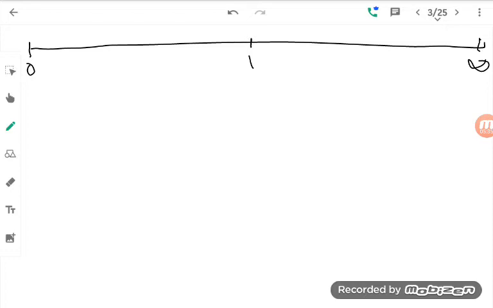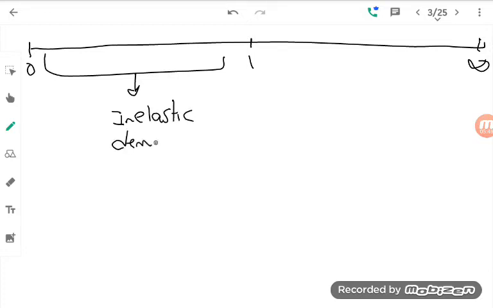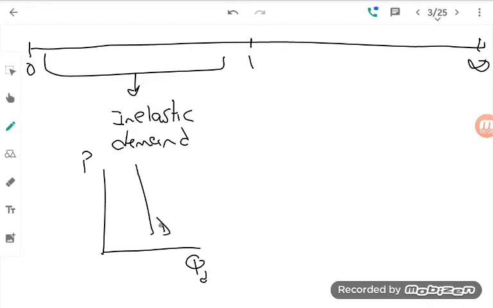If it is less than 1, so it is inelastic demand. And in this case, the demand curve will be like this. Steep demand curve. It's not parallel to the y-axis, but it's almost parallel. It's not parallel to the y-axis, okay?